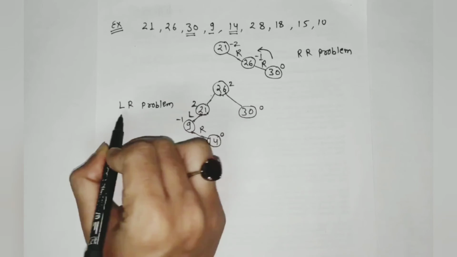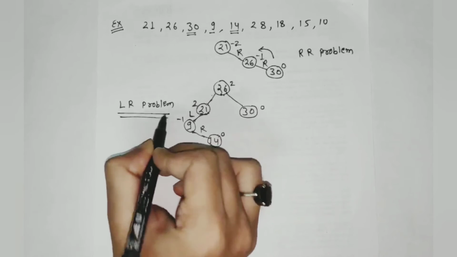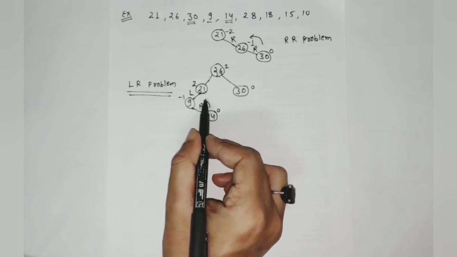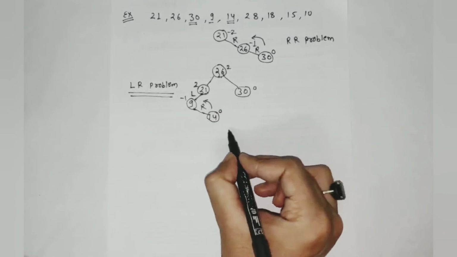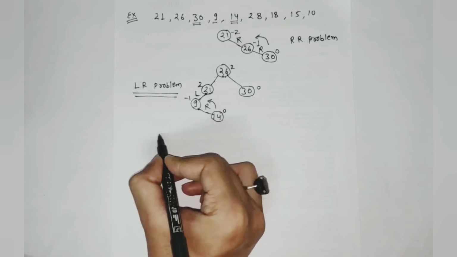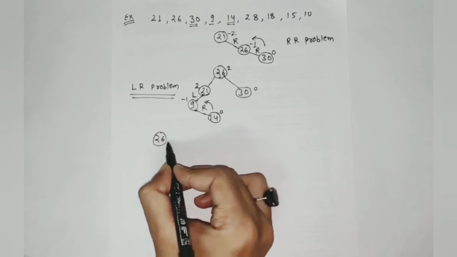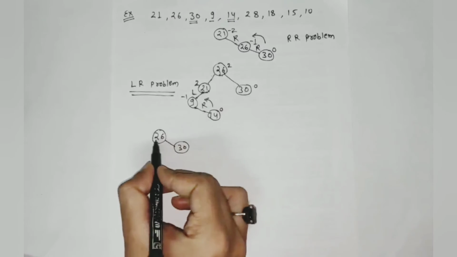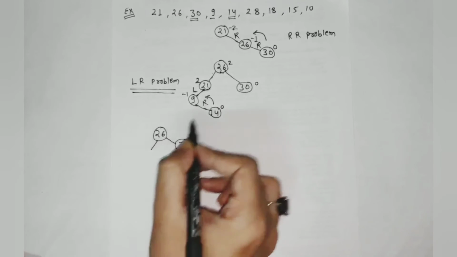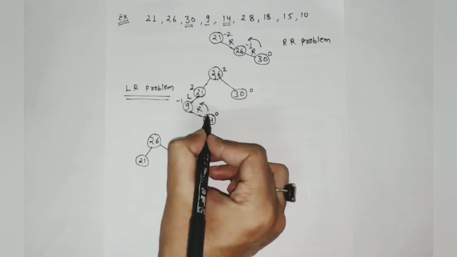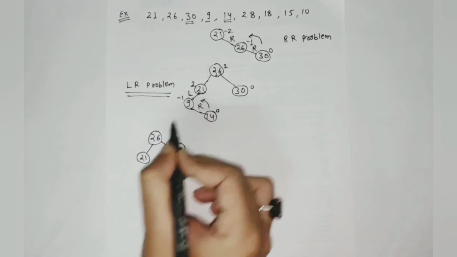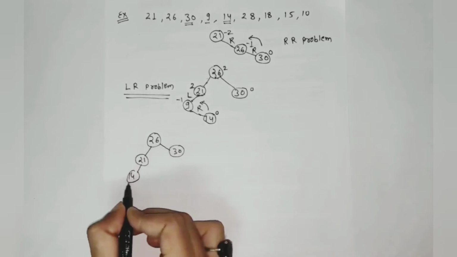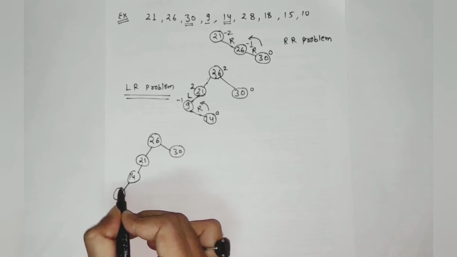As we have already seen how we can solve LR problem, we need 2 rotations. So first we will make a left rotation. So I will rotate this node like this. So after rotating it will be 26 at the root only, 30 will be here and after that 20 will come upwards. So 21. After that we will move 14 upper. So 14 is here and 9 will be here.